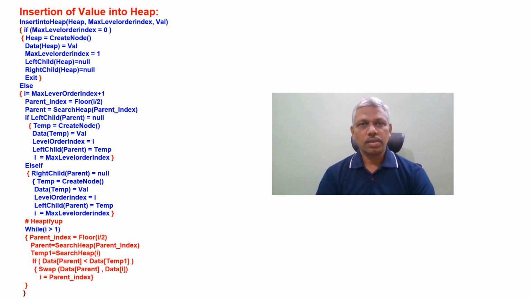Once this is done, that is added as the last element, then we heapify up here. Again the same logic applies. While I is greater than 1 and parent index is identified, and parent is equal to search of heap, then temp1 is equal to search of heap, that is taken into temp1, and data is swapped. Actually data is swapped with respect to the parent and the child node. Then this swapping is done until it reaches its location. So the while loop continues until I is greater than 1.